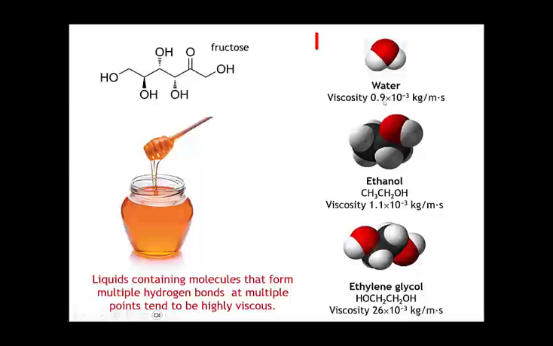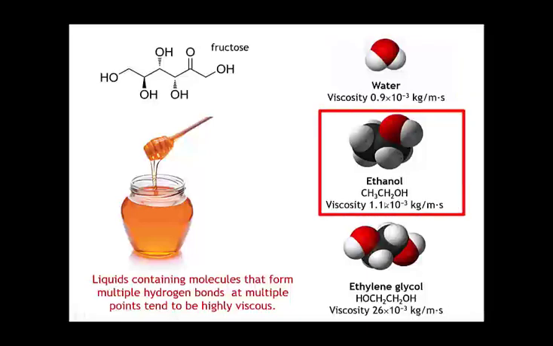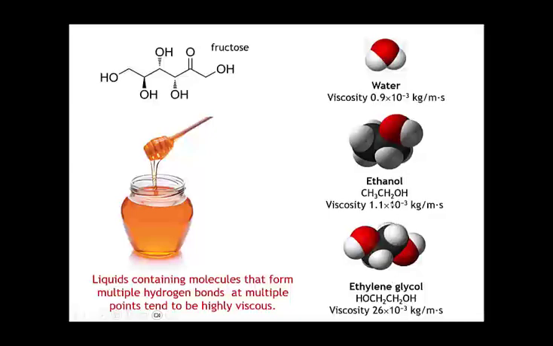Here, let's look at the viscosity of water, 0.9 times 10 to the minus 3. Ethanol, 1.1 times 10 to the minus 3. And then ethylene glycol, right? We already saw water and ethanol are pretty similar. But if we put another OH group, so this ethylene glycol, that's what the antifreeze that you use in an automobile is made out of, its viscosity is 26 times higher than that of ethanol. So being able to hydrogen bond in more than one spot is important, and it causes the viscosity to go up dramatically.